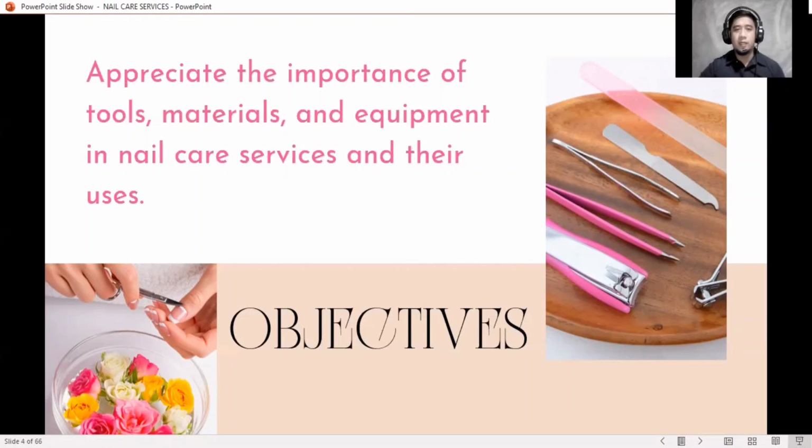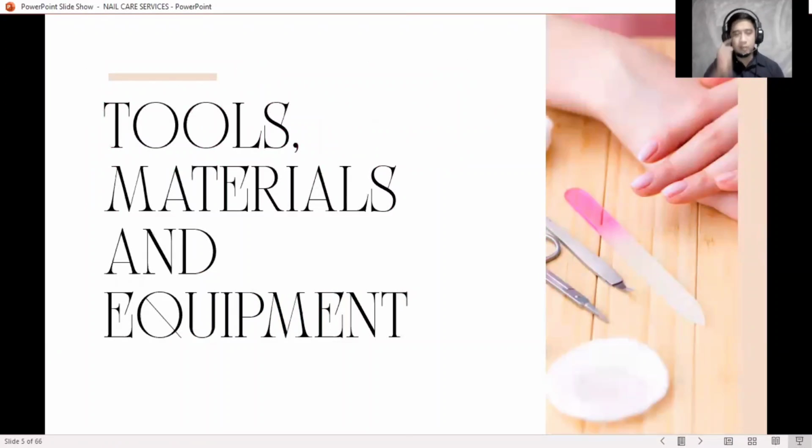Okay? So to start, we're going to talk about tools, materials, and equipment. So three things. But before we start, I would like to give you some direction. What I want you to do while I'm discussing this is to take your guess. What are the names of these tools, materials, and equipment that I am showing to you and giving you the uses? Okay. So are you ready?